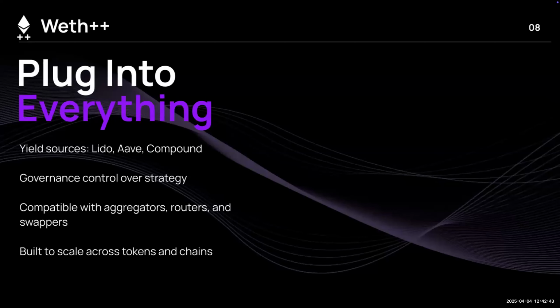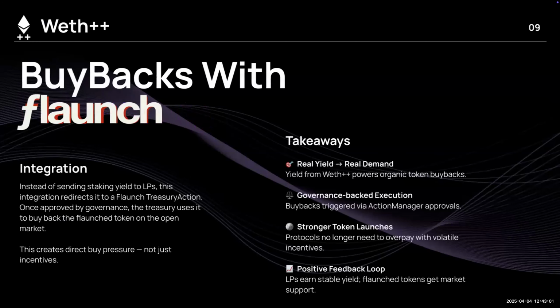So WETH++ is designed to scale. It can pull yield from staking. We can even integrate lending protocols like Aave or restaking with EigenLayer and just have the protocol secure itself. It's compatible with aggregators, routers, swappers. It's pretty much already built to plug into Uniswap without disrupting anything.